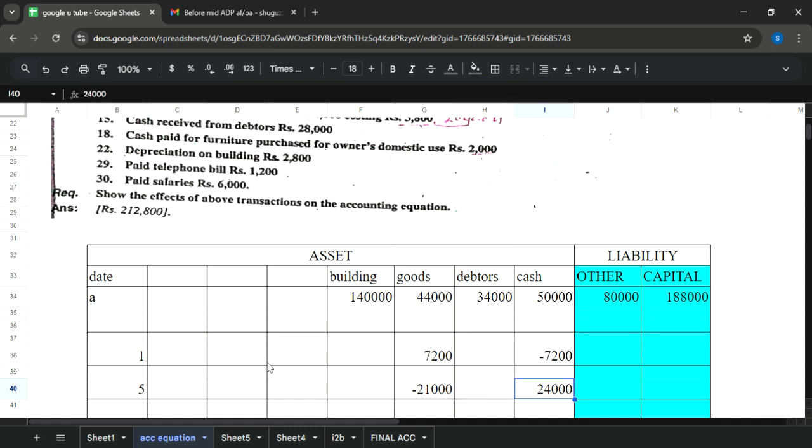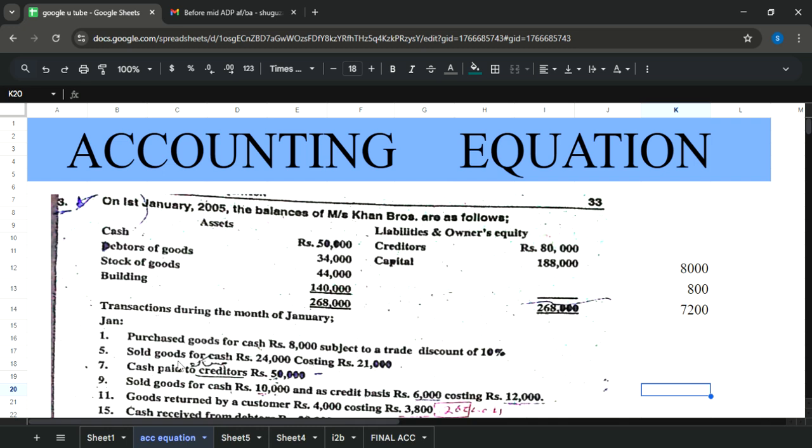It's a good thing. You have earned profit. How much profit have you earned? 24,000 you are receiving while cost was only 21,000. You have taken the difference for a profit of 3,000 rupees. Fifth entry is completed. Now seventh, cash paid to creditor.